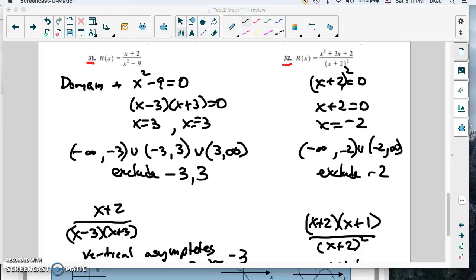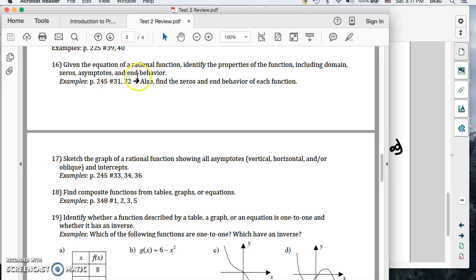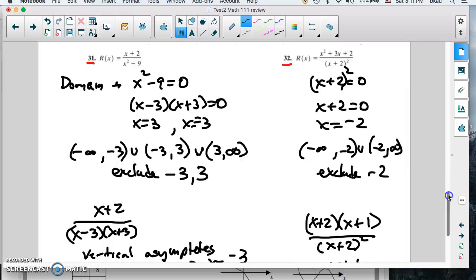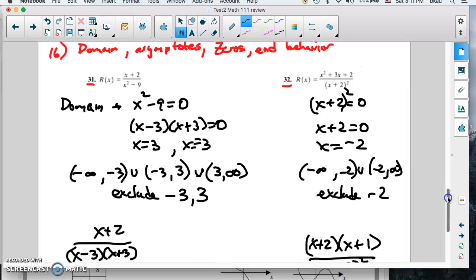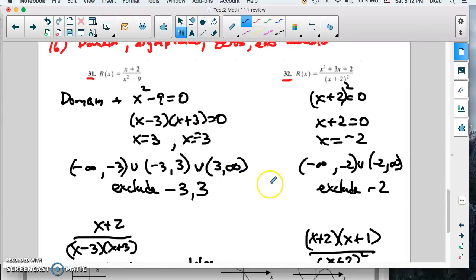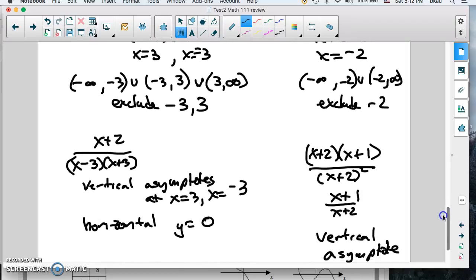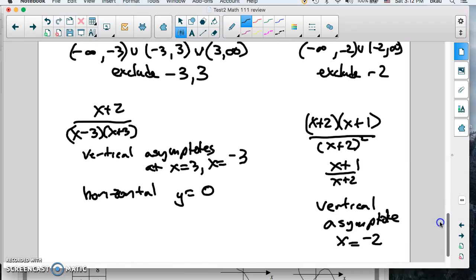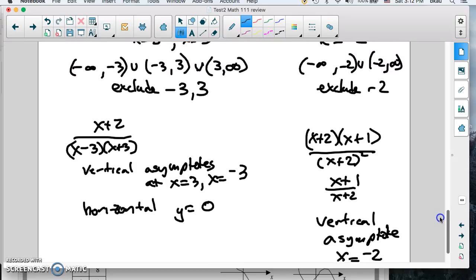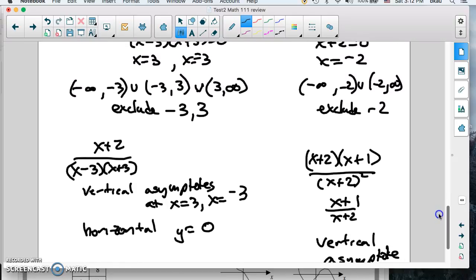Welcome back. This is actually the second time that I ran out of time, so we're looking at the end of problem 16, which is identifying properties of the function. We got started in the last video on this. We found the domains. We excluded some numbers in the domains. We then looked at vertical asymptotes by looking at the denominators after factoring. We found the vertical asymptotes. Now we're working on horizontal. This is where the video ended.